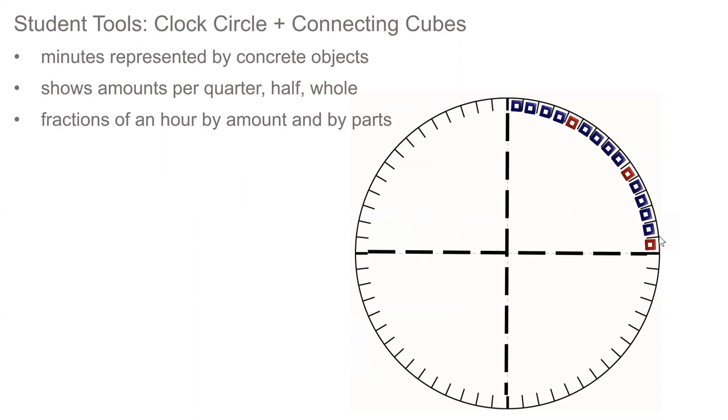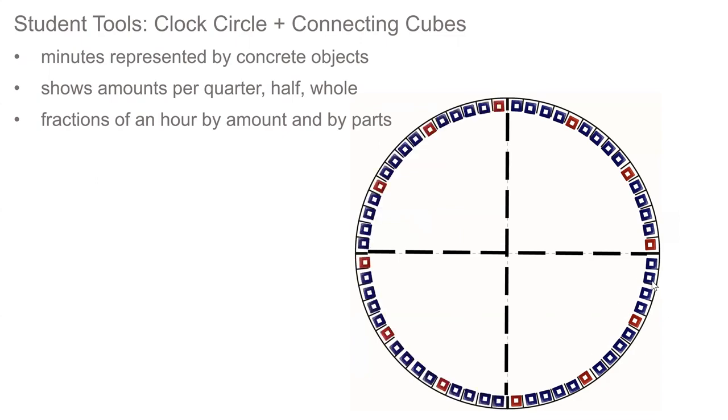So now we can count how many minutes are in a quarter hour, how many minutes are in this quarter hour, and how many minutes are in this half hour, and so on, all the way around the clock. It makes telling time as concrete as we can make it.